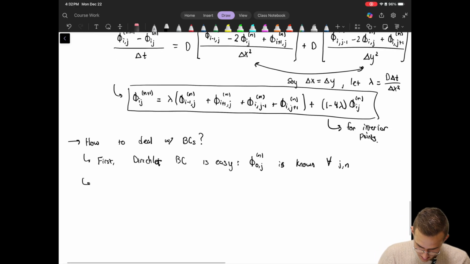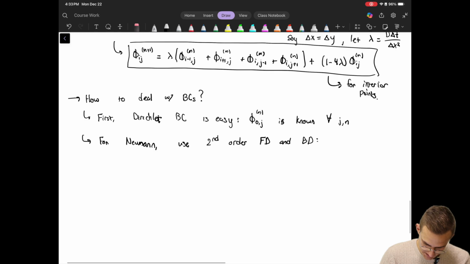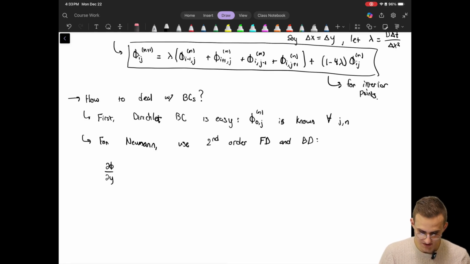So for Neumann, use second order forward difference and backward difference. And what that looks like is the following, right? So we need to set the derivative of phi with respect to y at every point where j is equal to 0 for an arbitrary time step. We'll just say n+1 here. That needs to be equal to 0.